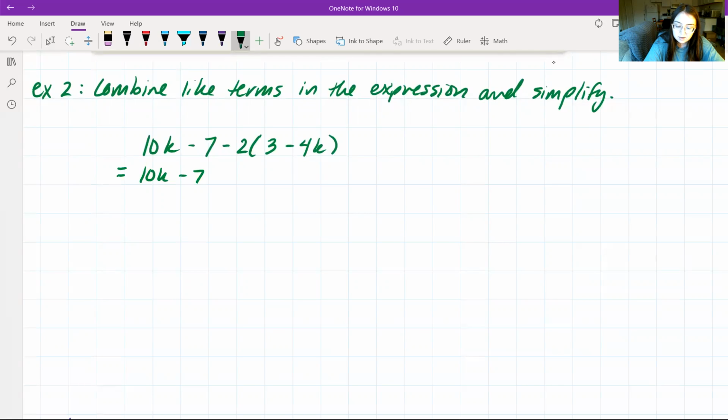So 10k minus 7 stays the same. Now we're going to have minus 2 times 3 and a minus 2 times negative 4k. And this was our distributive property.